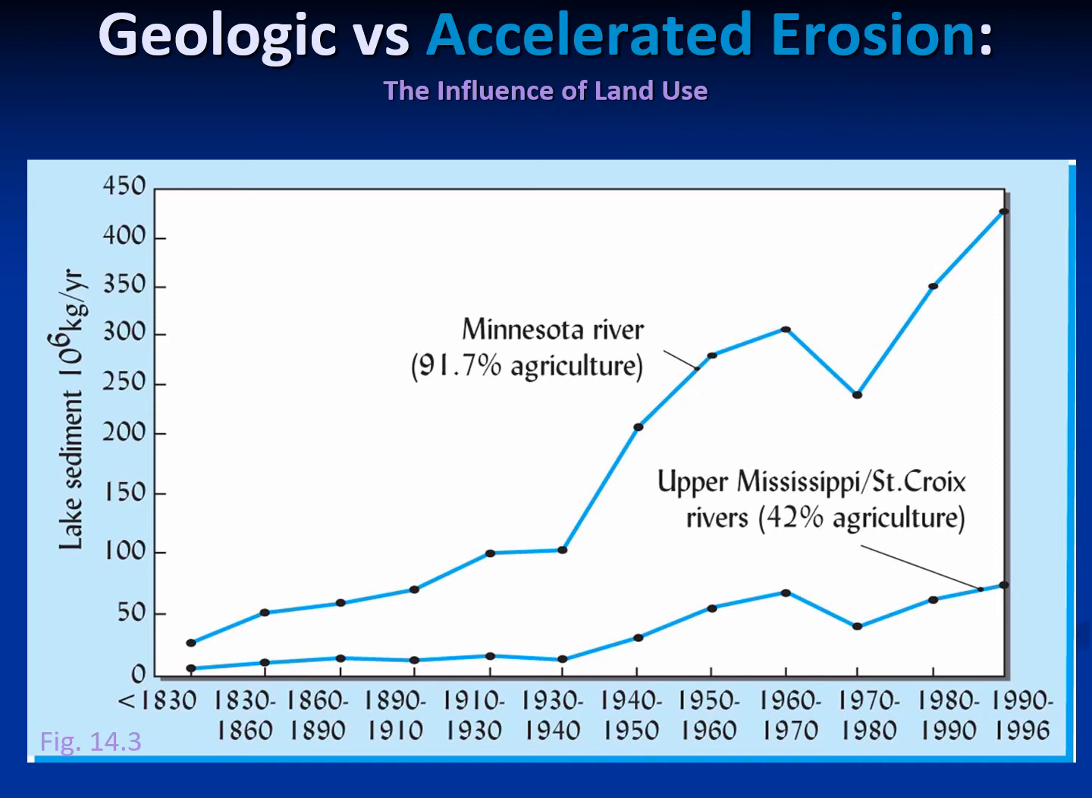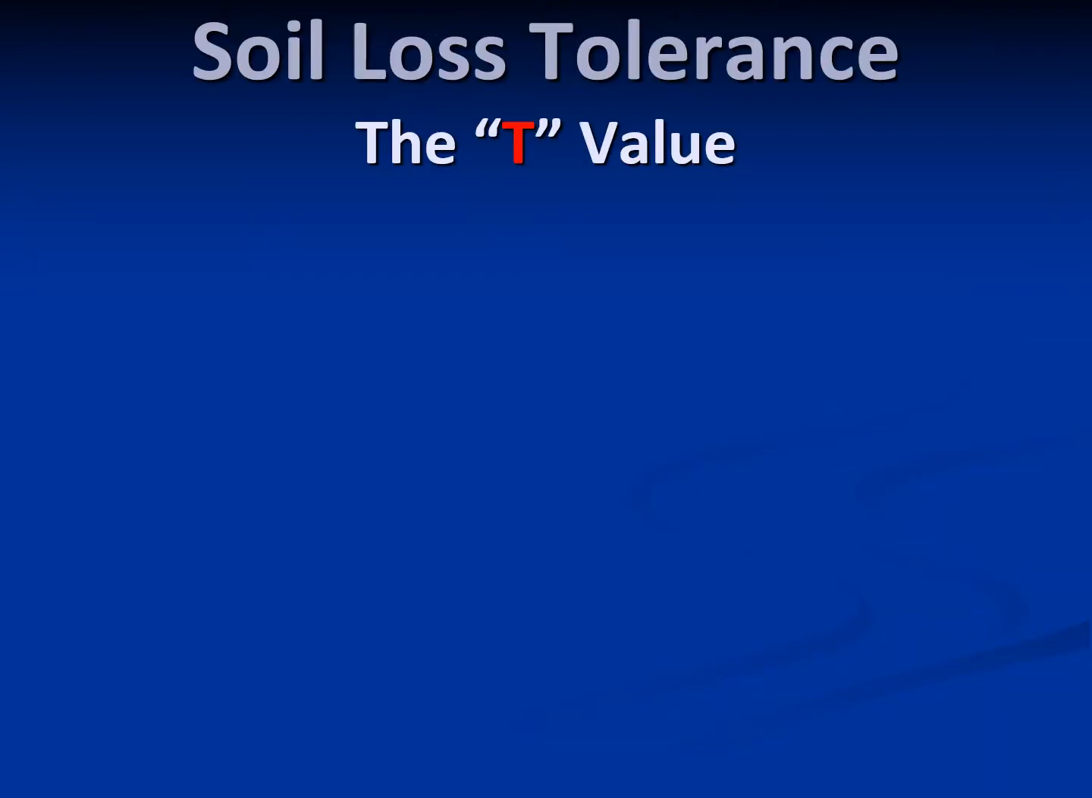So we saw quite a bit of sediment going into the Minnesota River, to which about 92% was attributed to agriculture. And then we saw about 42% of agriculture contributing to the sediments in the upper Mississippi and St. Croix rivers. The rest were due to most likely construction, mining, etc. So let's talk about soil loss tolerance, the T value.